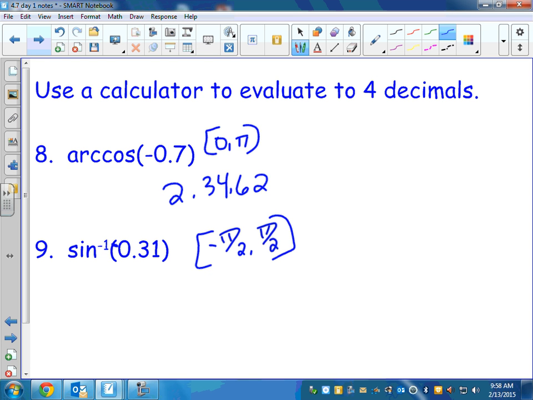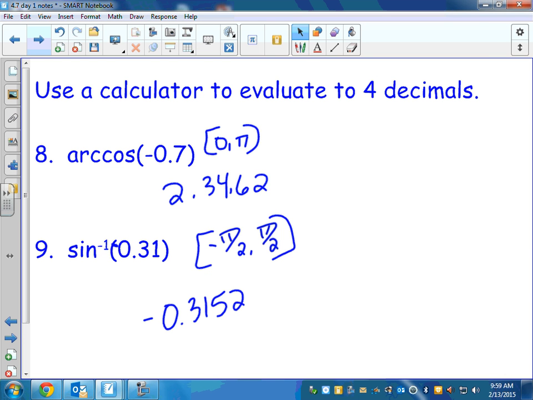I didn't get a negative answer for most of this. I got negative 0.3152. So if you do negative here, you get the negative answer, which is why your calculator gives you negative answers for negative inverse sine and inverse tangent, because it's giving you the answer in the interval. So your calculator does kind of know what it's doing.